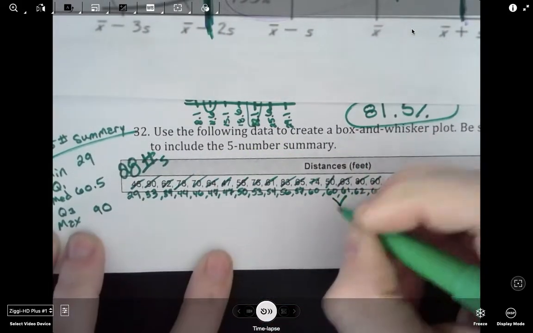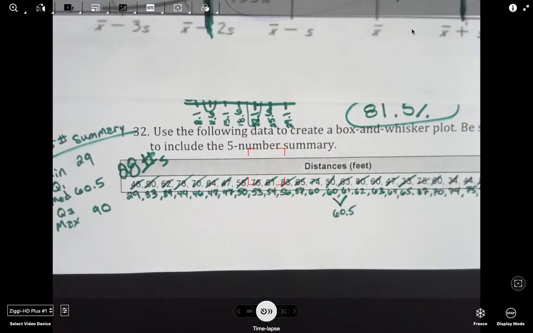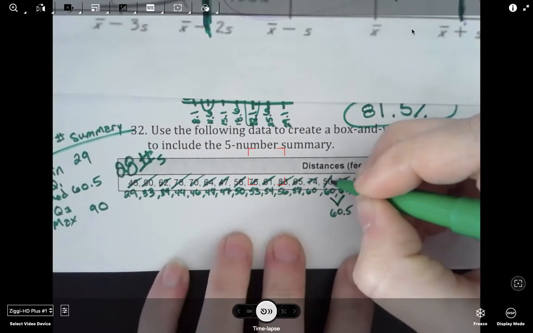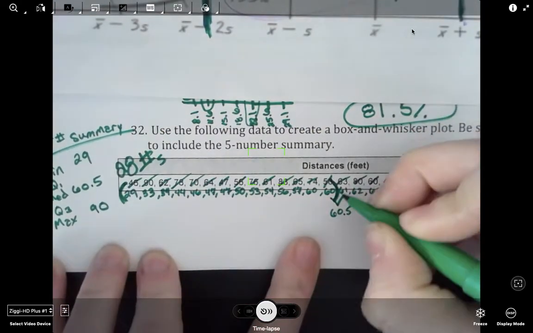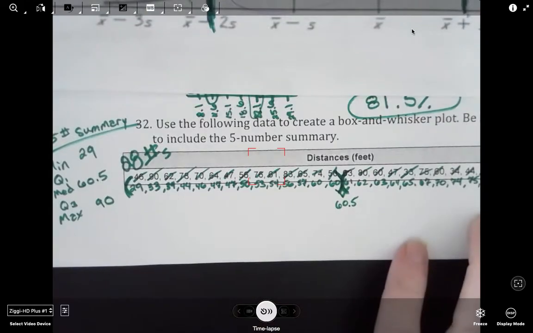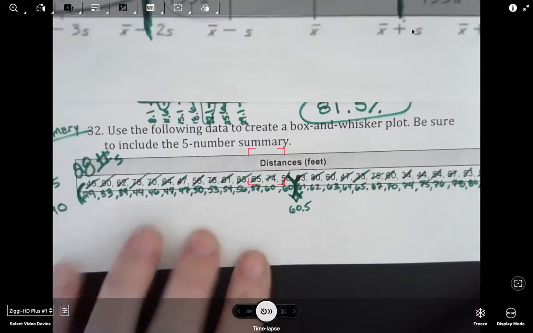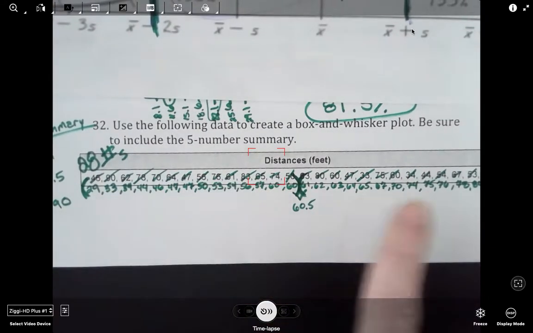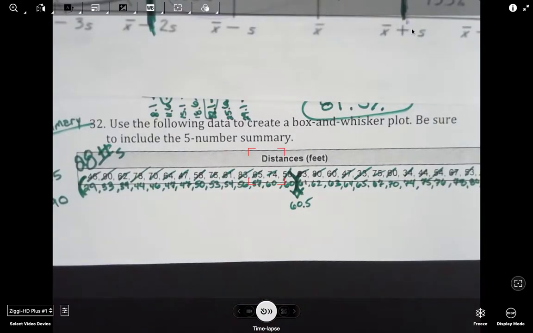60.5 is the median. Now I need to find the median of the lower half. I'm going to split it here and here. That's my first 14 numbers, and my second 14 numbers are here. Those are exactly two equal pieces, right? There are 14 in this list and 14 in this list, and Erica said already, if there's 14 numbers and I separate those into two pieces, I have 7 and 7, right?